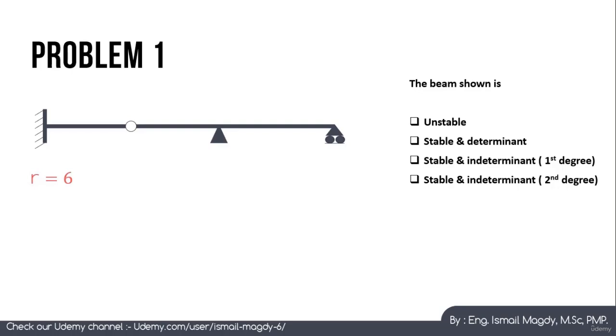The second step, we want to calculate the number of conditions. Here we have only 1 intermediate hinge, so C equals 1, which is the number of conditions. After that, we want to calculate Q, and we know that Q equals 3 plus C, so Q will equal 3 plus 1 equals 4, and we have R, which equals 6, so this means that R is bigger than Q.